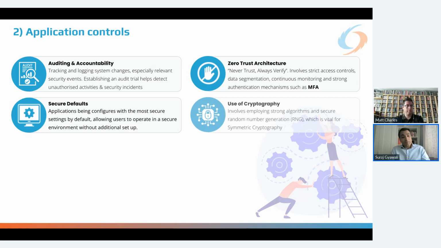Uses of cryptography, my favorite subject. The use of cryptography in secure application development involves employing strong algorithms and secure random number generation. Random number generation is vital for generating cryptographic keys, initialization vectors, and other elements that require randomness. In asymmetric cryptography, having a key length of 2048 bits is recommended if you're using the RSA algorithm.